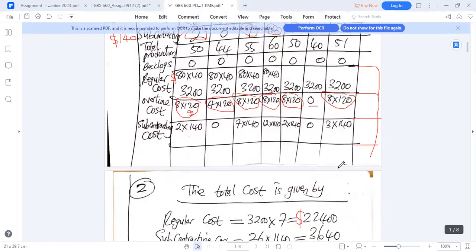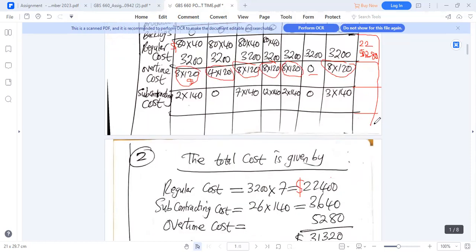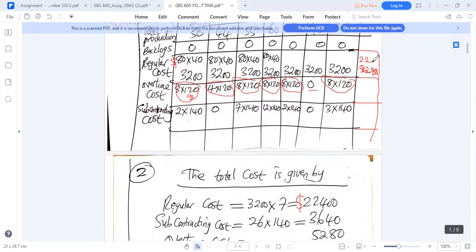Then getting down to the overtime, aggregating the overtime amount, we can aggregate here. On the overtime it is 5 to 8. We are just making sure that we are producing to meet our demand units. This is the regular, so it's $22,400. That is on the regular basis.